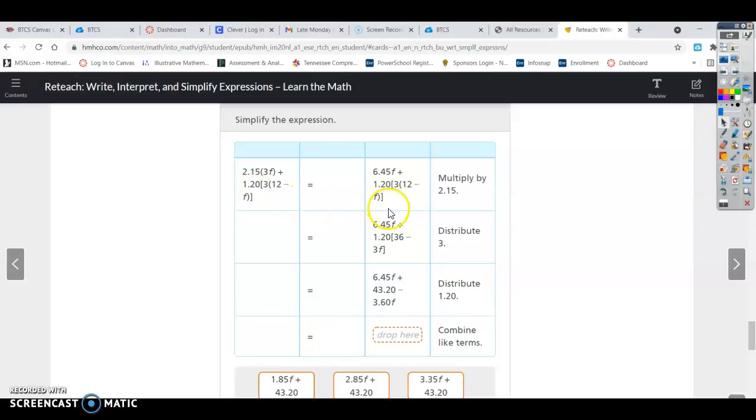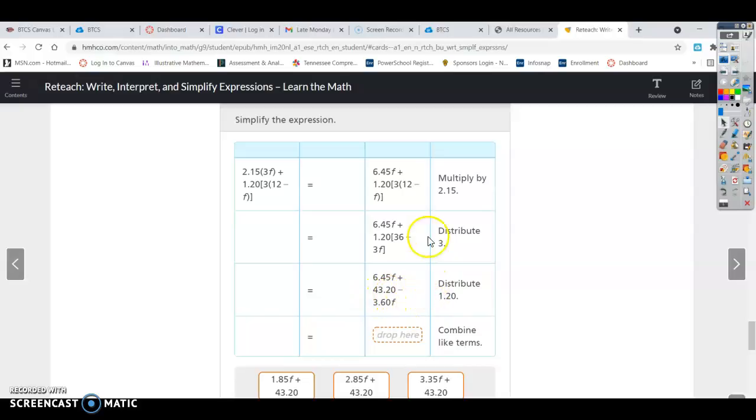All right, so the first thing we're going to do is multiply by 2.15. So 2.15 times 3 is 6.45F. Then you're going to distribute the 3. So 3 times the 12 is going to be 36. And then you're going to distribute the 1.2. So 1.2 times the 36 is going to be 43.20.